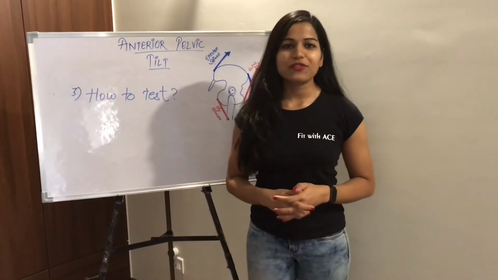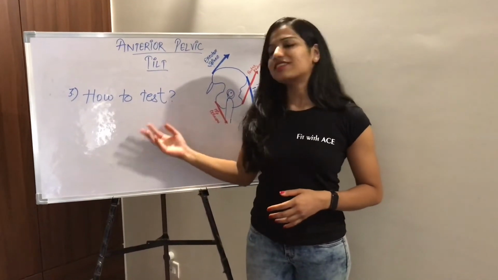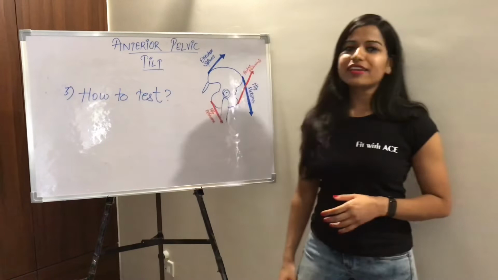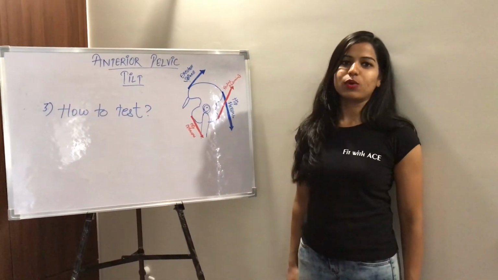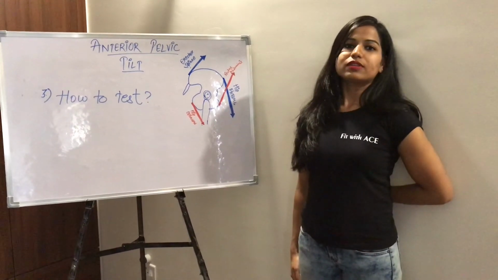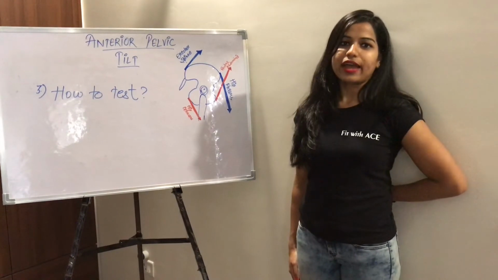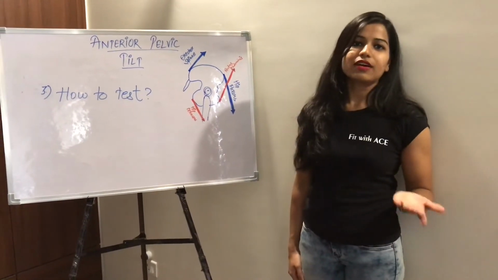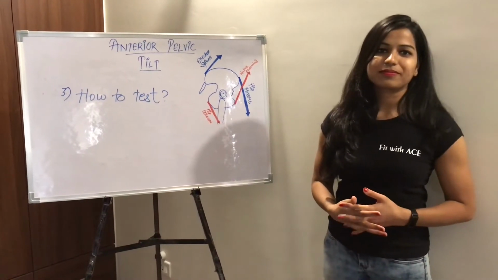So how can you check if you have a neutral pelvis or anterior pelvic tilt? Let us test this condition right now. Just stand against a wall. Your head, shoulders and heels should be touching the wall. Now take your hand and glide it through your lower back. If the space between your lower back and the wall is greater than the thickness of your hand, you most probably have an anterior pelvic tilt. Otherwise, you have a neutral pelvis.